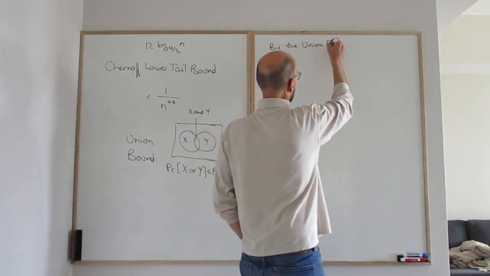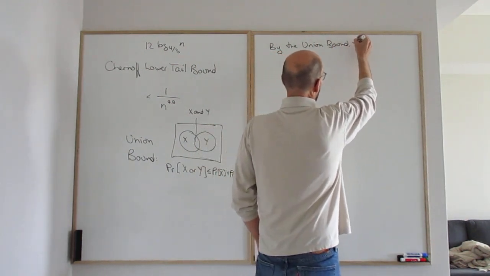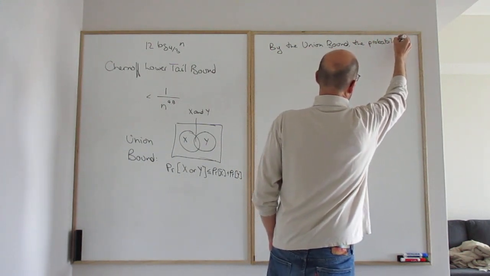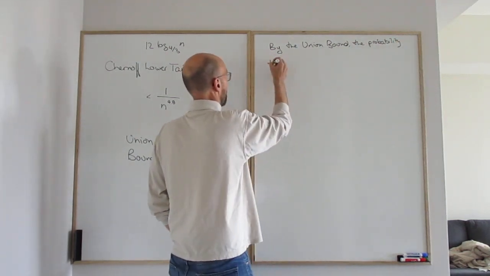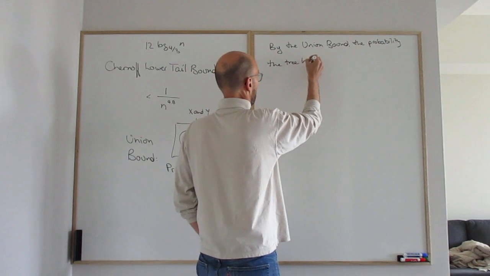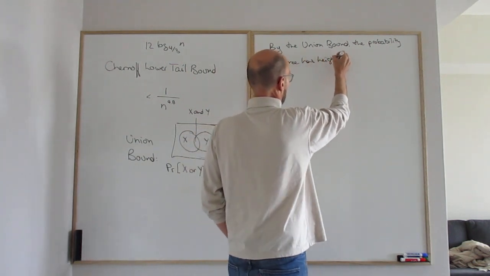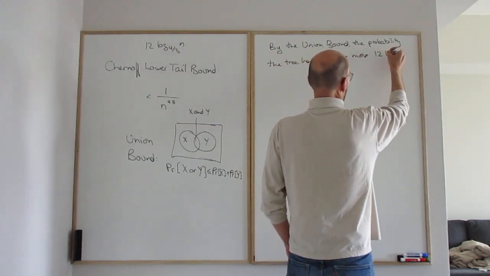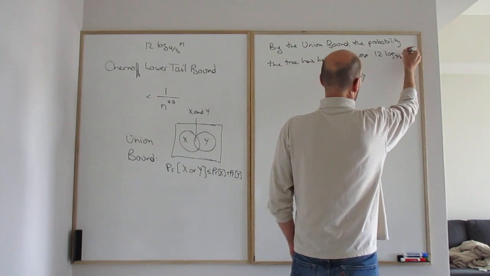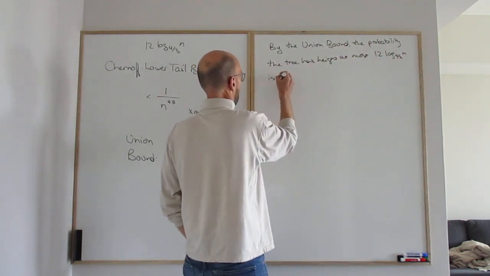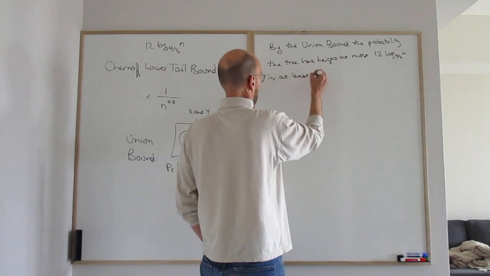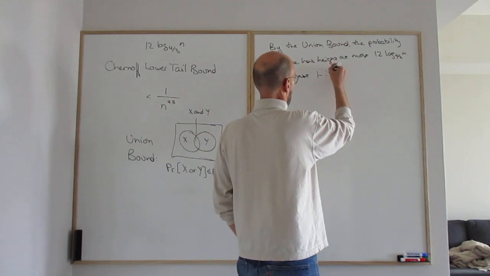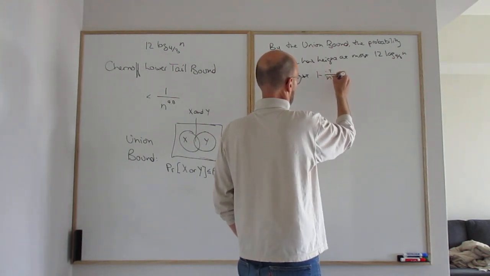the probability the tree has height at most 12 log base 4/3 n is at least 1 minus 1 over n to the 3.8.